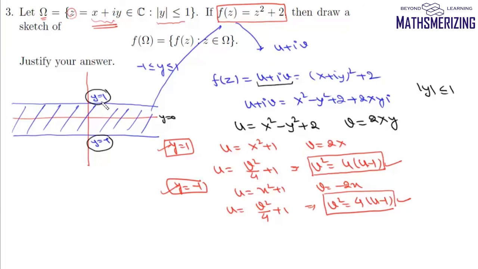Now if we put y as 0, in that case we'll get u as x square plus 2 and v as 0. In that case we'll get a ray lying on the x-axis, which is greater than or equal to 2, and its y coordinate will be 0. Now we'll plot these three sketches.